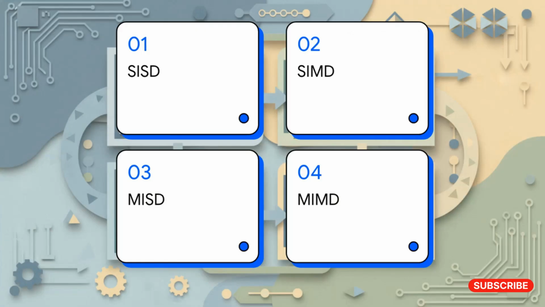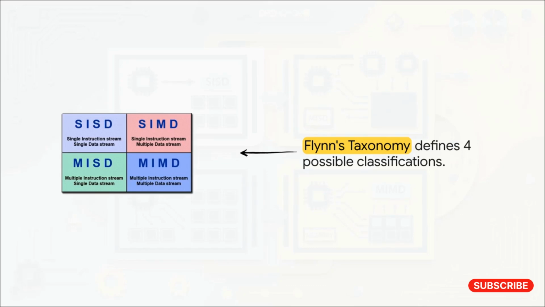So here is our roadmap for the breakdown today. 1. SISD. 2. SIMD. 3. MISD, and 4, MIMD. Let's get to it. Let's orient ourselves here. By combining those single and multiple states for both the instructions and the data, we get these four exact quadrants. It's a 2x2 matrix, and it brilliantly encompasses the entire classical spectrum of computer architecture. Keep this little home-base matrix in your mind as we break down each quadrant one by one.